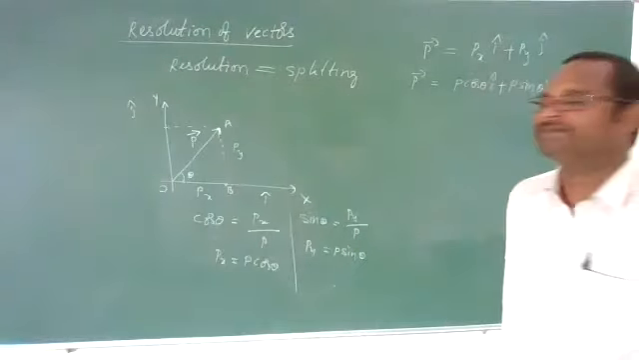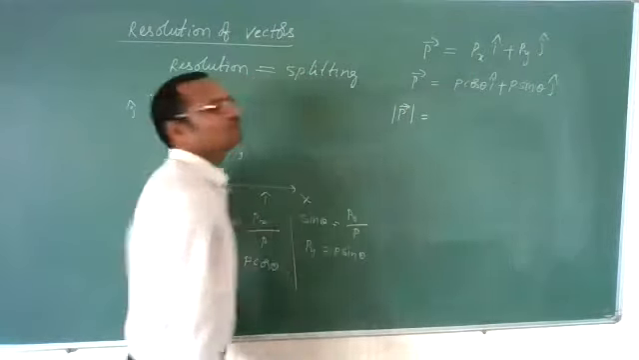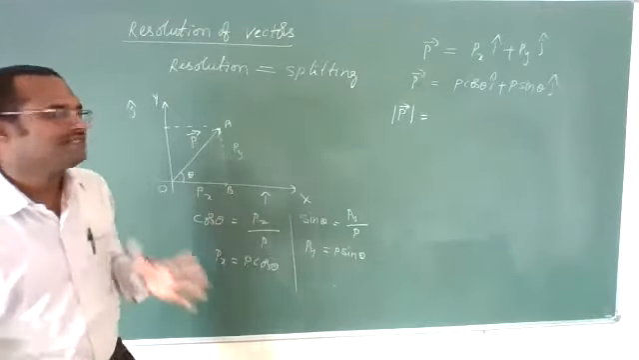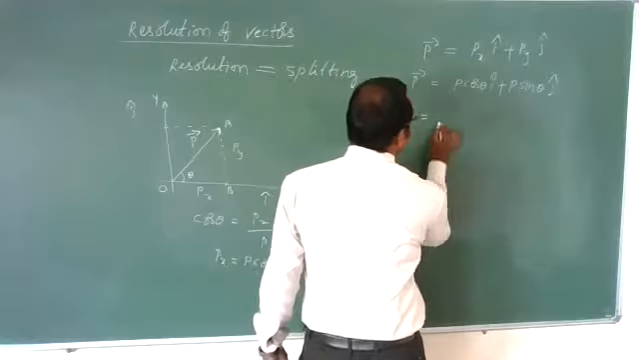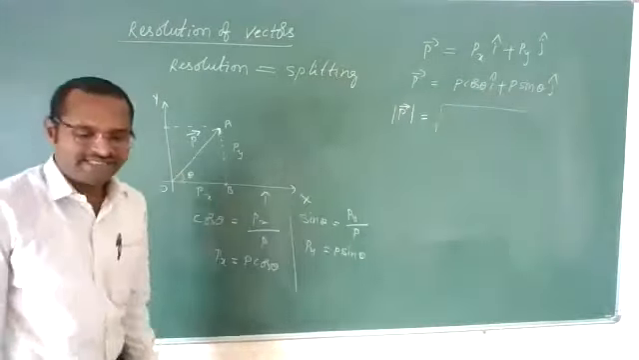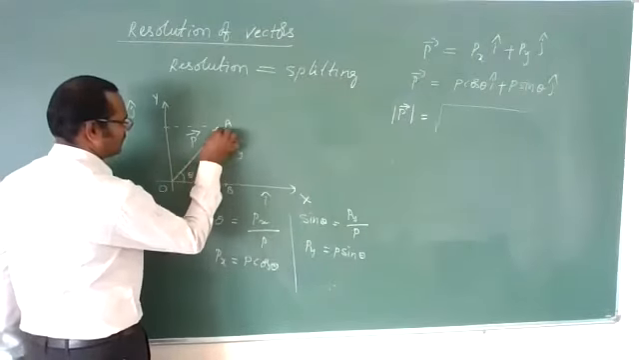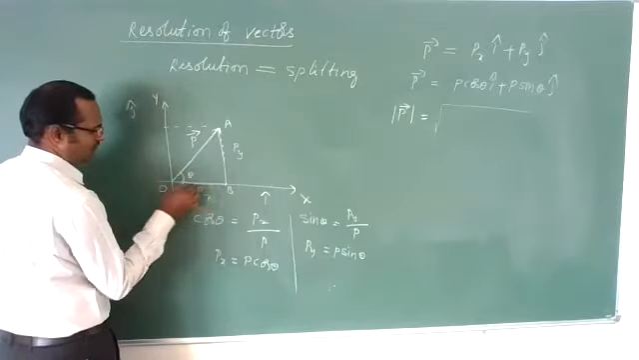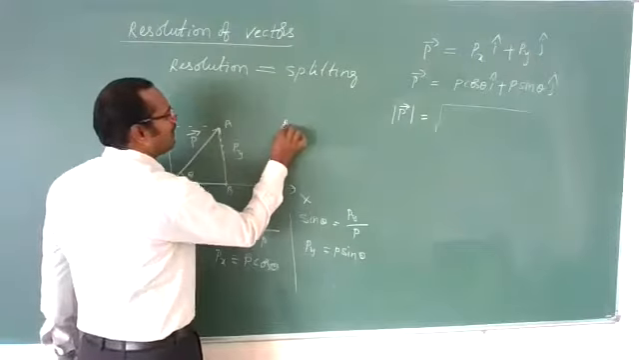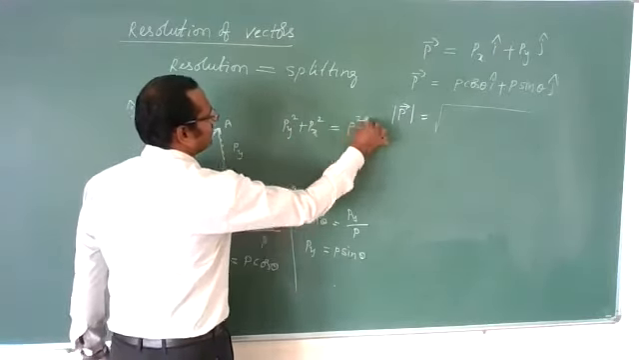Now I want the magnitude. I want this P bar vector's magnitude. What do you do? If I want the magnitude, what will you do now? Just think. You need to square and add these two. Why, sir? See here, this is forming one right-angled triangle. Apply the Pythagoras theorem. What is the Pythagoras theorem? Opposite square plus adjacent square is equal to hypotenuse square.